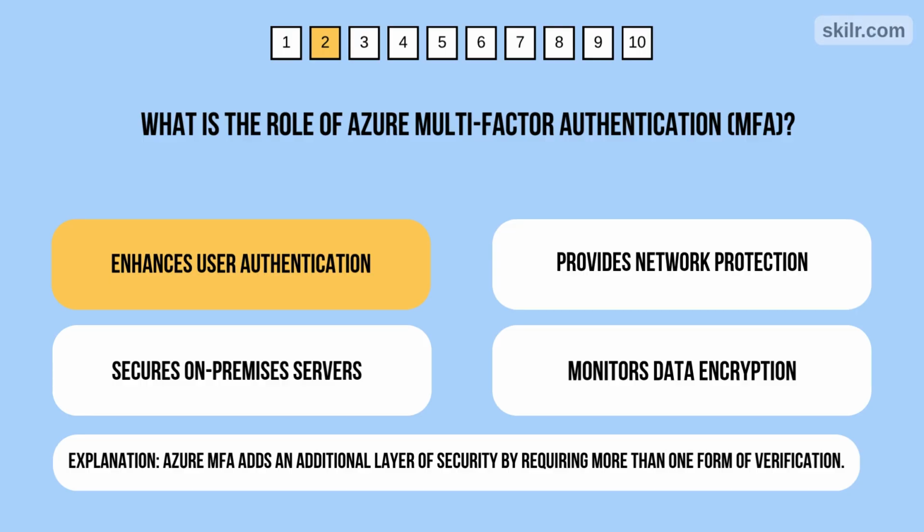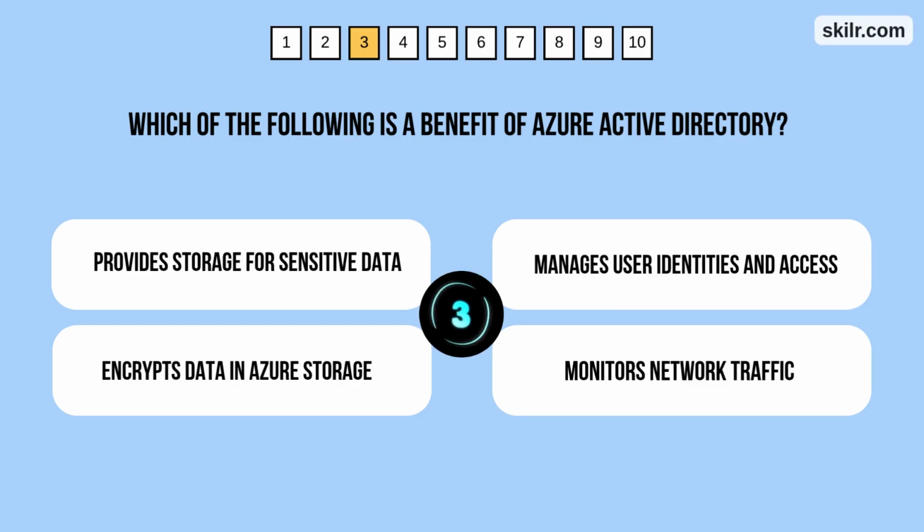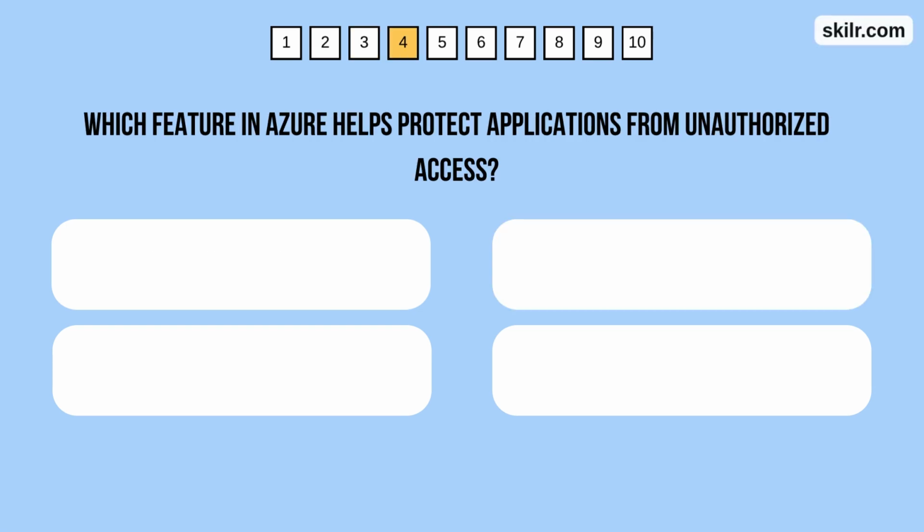form of verification. Question 3. Which of the following is a benefit of Azure Active Directory? The answer is manages user identities and access, as Azure Active Directory is used to manage user identities and control access to Azure resources.